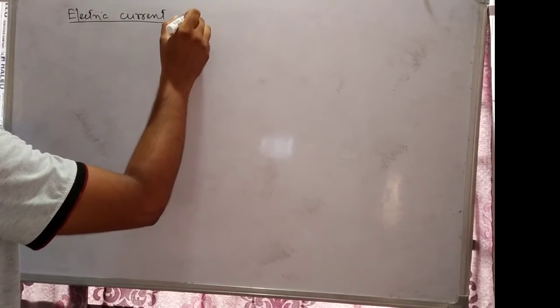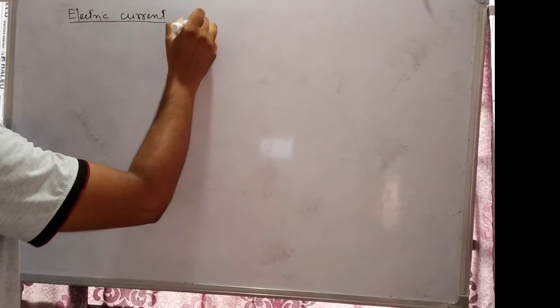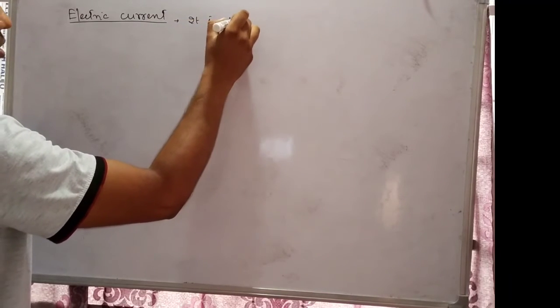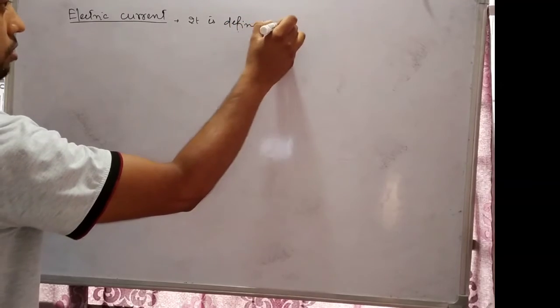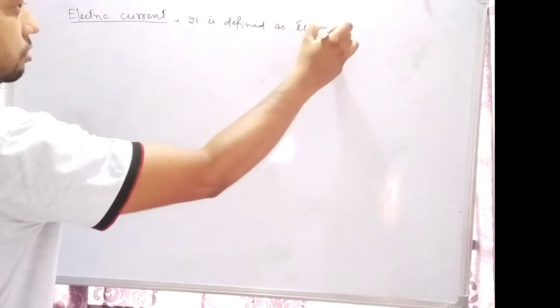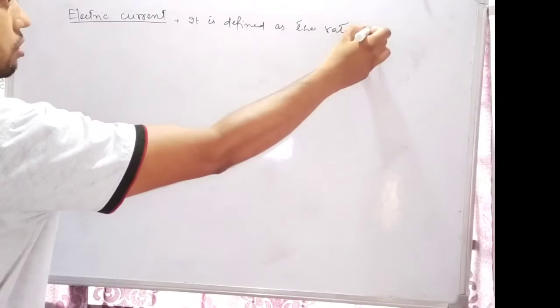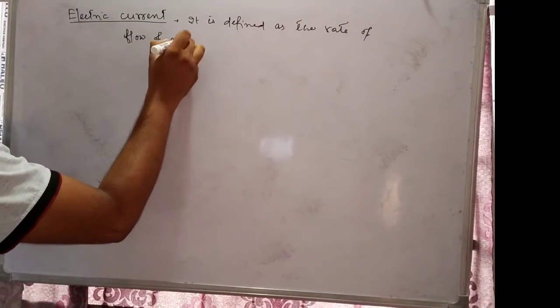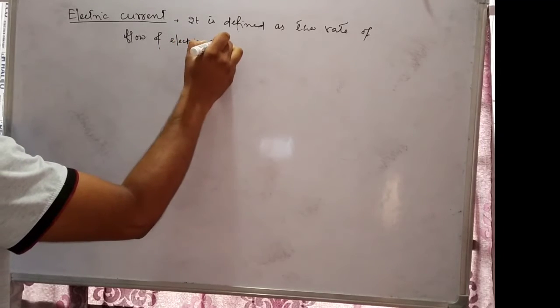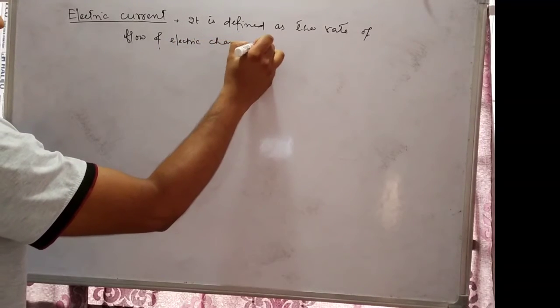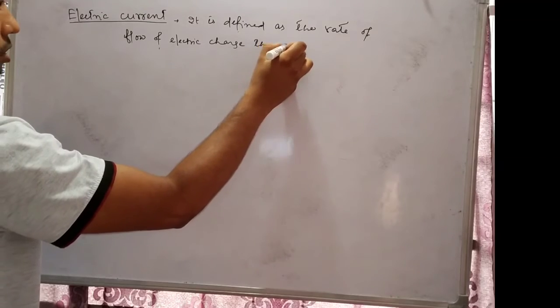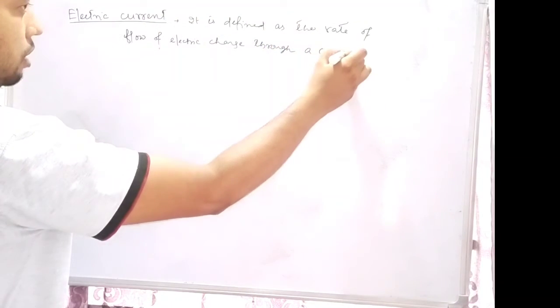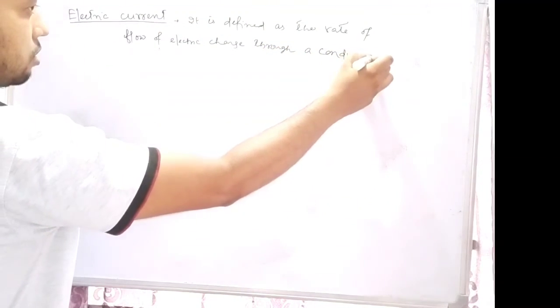So what is electric current? Electric current is defined as the rate of flow of electric charge through a conductor. Rate of flow of electric charge through a conductor.